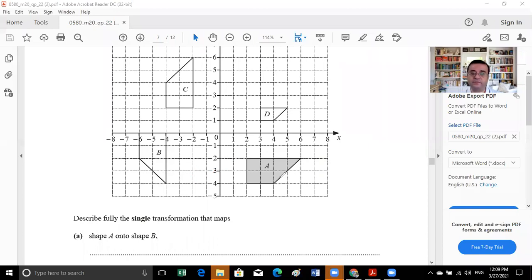90 degrees. Clockwise. 90 degrees. Clockwise or anti-clockwise? Clockwise. Clockwise, correct? 90 degrees clockwise. Right. And what's the center?